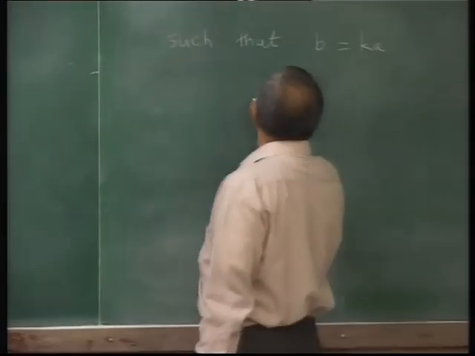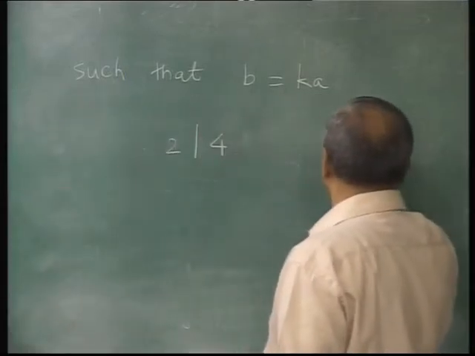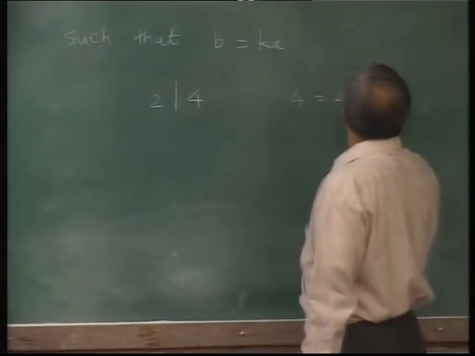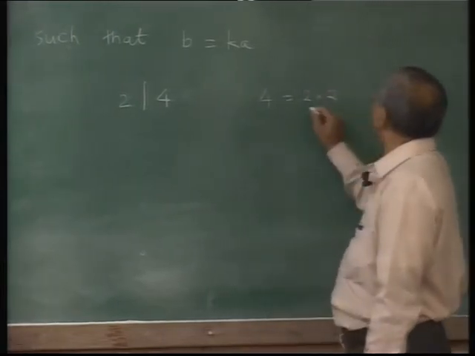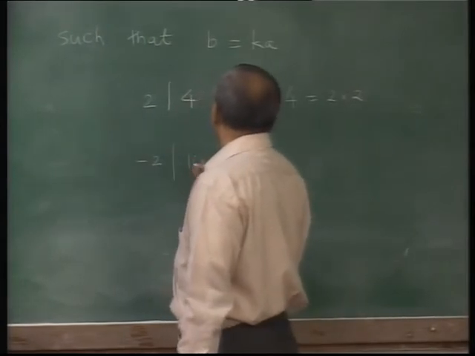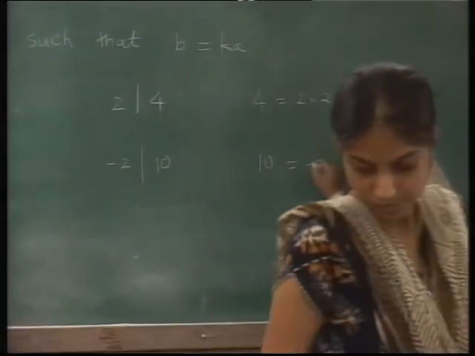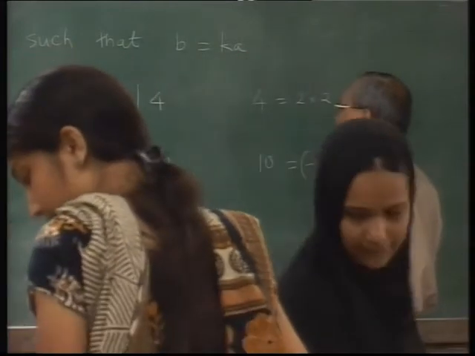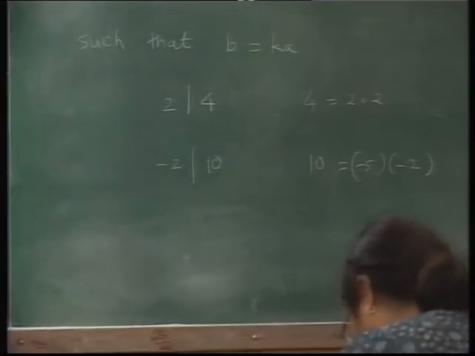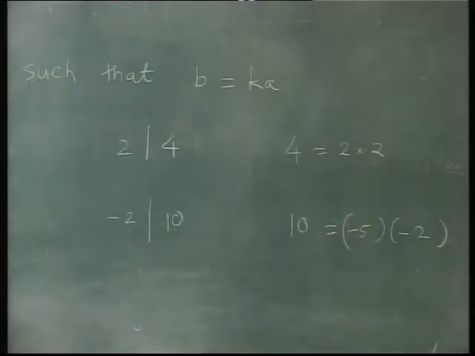For example, 2 divides 4, because you can write 4 as 2 times some integer k. You can take minus 2 divides 10. 10 you can write as minus 5 times minus 2. So you can consider negative integers also. The only requirement is the divisor should be non-zero.